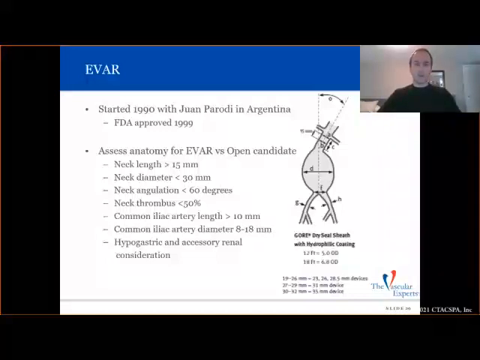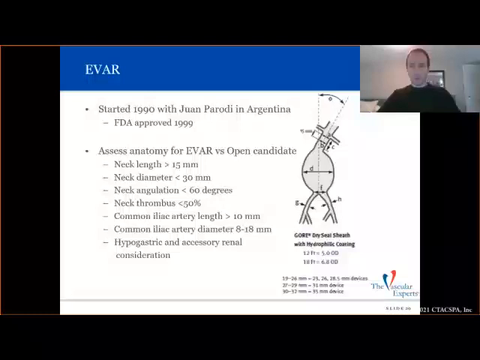A lot of this has to do with just the anatomy and the CAT scan itself. So the most important number that they have is the neck length, and the neck is defined as the distance distal to the renal artery, proximal to the aneurysm. So a healthy portion of aorta, that's letter C there. 15 millimeters is a really conservative number. There's grafts that go much shorter than that, but for testing purposes, 15 millimeter length neck is the minimum.